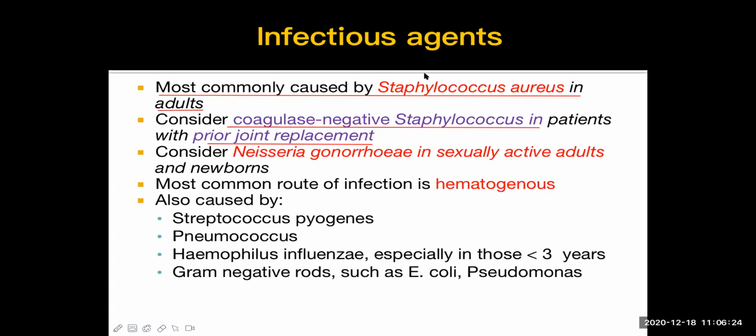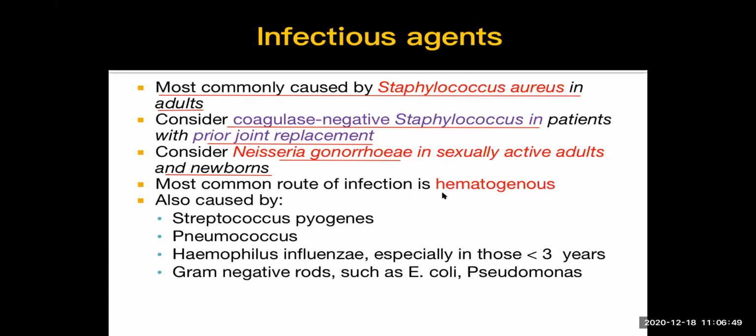Now consider Neisseria gonorrhoeae in sexually active adults and the newborns. In the newborn, they get this bacteria from the mother during the process of birth. But in sexually active adults, this is a case of sexually transmitted infection. So Neisseria gonorrhoeae can lead to involvement of the joint.